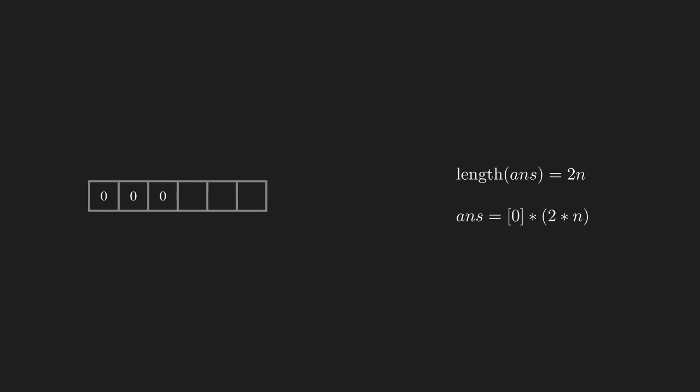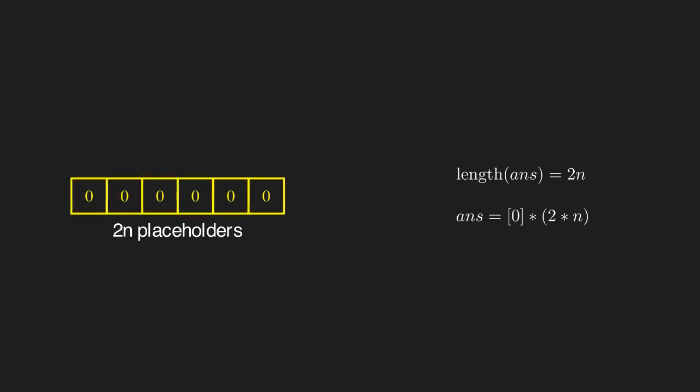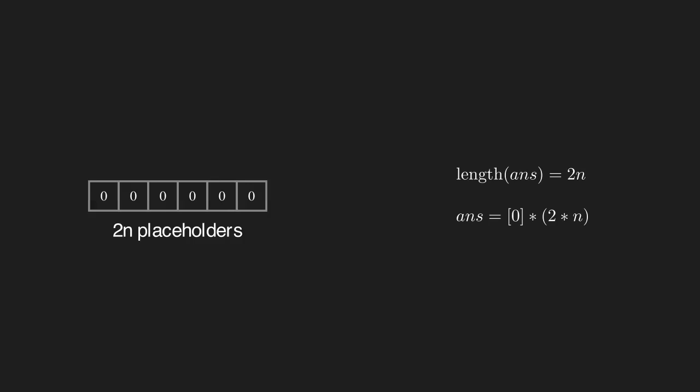We now begin the algorithm. Since the required output length is 2n, create ans with exactly 2n placeholder positions. In Python, the statement ans equals an opening bracket 0 closing bracket multiplied by 2 times n performs this allocation. The 0 values are temporary, each position will be overwritten by a value from nums before the array is returned.